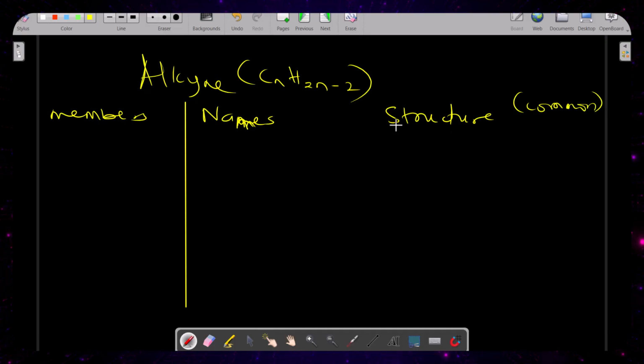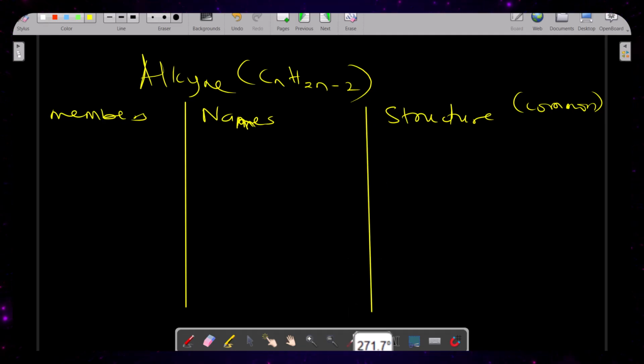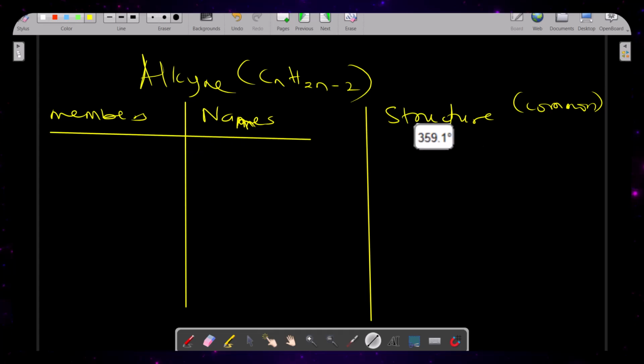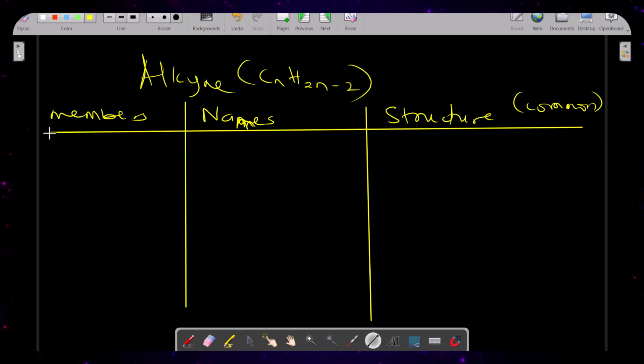So the common structure, that's exactly what I am using in this video for now. I'll also show you the other types of structures with time. Now looking at this, first thing first, the first member of alkyne always starts from 2, it doesn't start from 1. Since it starts from 2, what do we have here now?